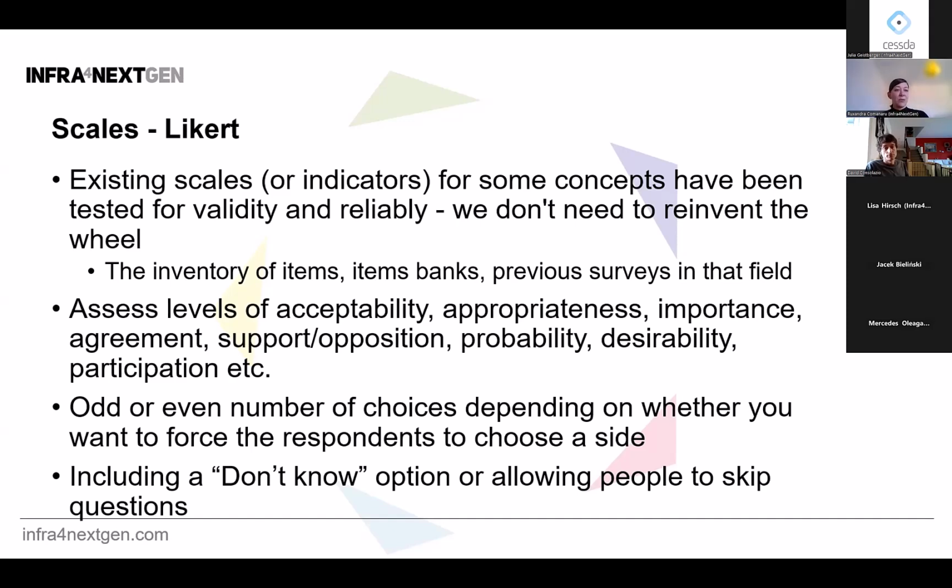Using scales, what we can do is assess different levels of acceptability, appropriateness, importance, agreement, support or opposition, probability, desirability, participation, and so on. So scales are a good way of basically asking people, on a scale from 1 to 10 or 1 to 5 or from strongly agree to strongly disagree, where would you place yourself? And particularly in our sociocultural context, people are very much used to using these scales, and they understand how to use them.